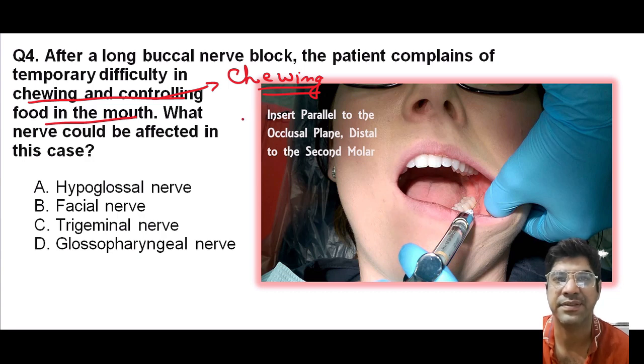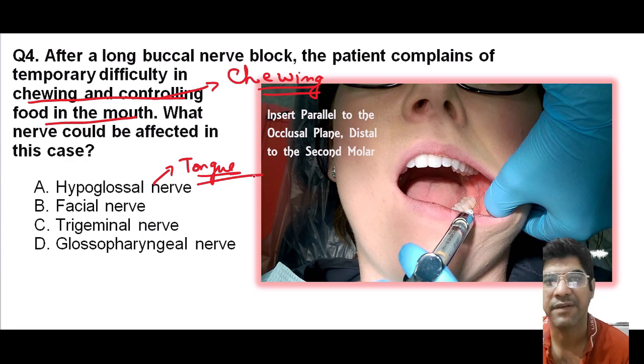Hypoglossal nerve is responsible for movement of the tongue. So anesthesia of the hypoglossal nerve results in tongue weakness or difficulty in articulating certain sounds, but it won't directly cause difficulty in chewing or controlling food in the mouth. Option B, facial nerve. Anesthesia of the facial nerve might result in temporary facial muscle weakness or palsies, but it does not affect chewing or controlling food in the mouth.